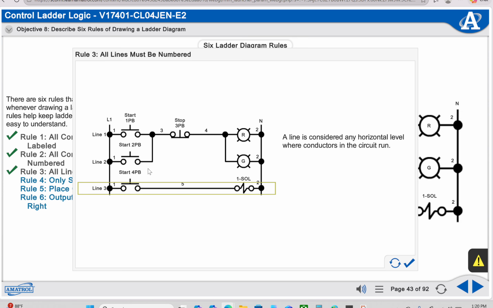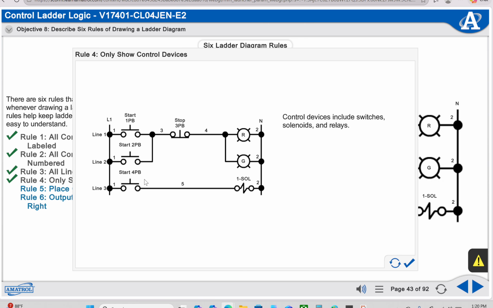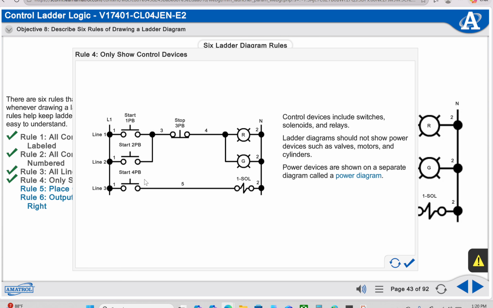A line is considered any horizontal level where conductors in the circuit run. Control devices include switches, solenoids, and relays. Ladder diagrams should not show power devices such as valves, motors, and cylinders. Power devices are shown on a separate diagram called a power diagram.